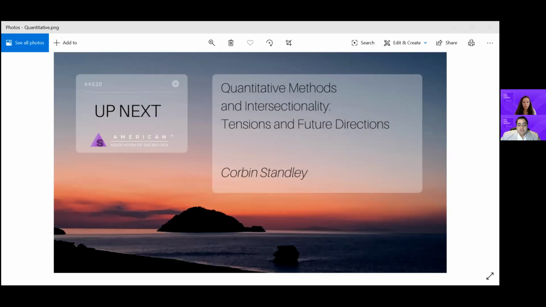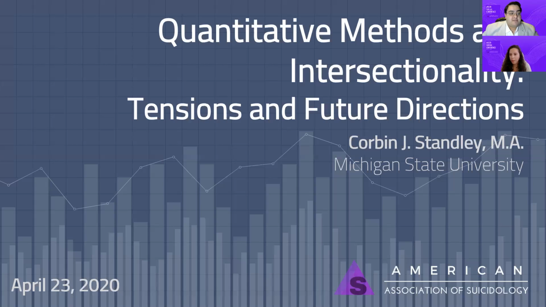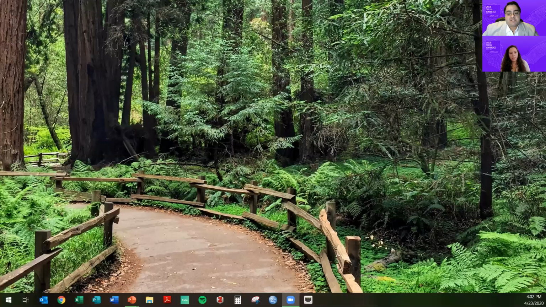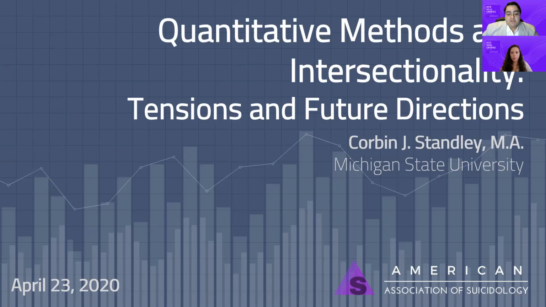So today I will be discussing quantitative methods and intersectionality, specifically talking about some tensions with regard to quantitative methods and intersectionality, and some potential future directions. To start off with, we know that suicidology tends to find its roots in psychology more generally, which tends to be a positivist sort of paradigm, which we'll talk about in a moment. So the question that I'll be answering, or hoping to at least facilitate some discussion around, is: to what extent can intersectionality be captured quantitatively?